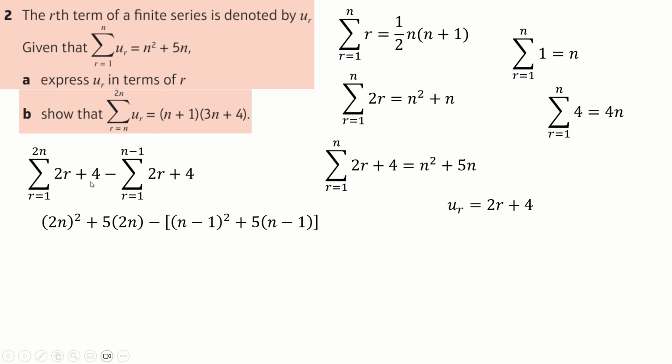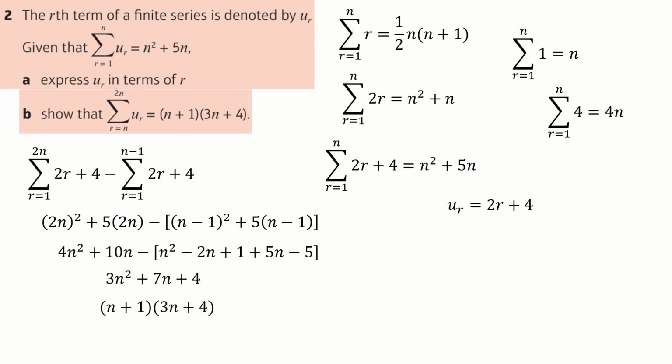Just say, I know that this here is n squared plus 5n, where n is the top number. This time it's 2n. That's 2n squared plus 5 lots of 2n. And this thing here is n minus 1 squared plus 5 lots of n minus 1. And I'm taking away, of course, just to expand everything out. And then you can factorize at the end, and you end up with what they wanted you to get, which is great. So that's that done.